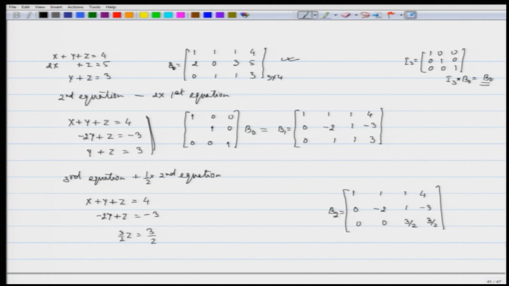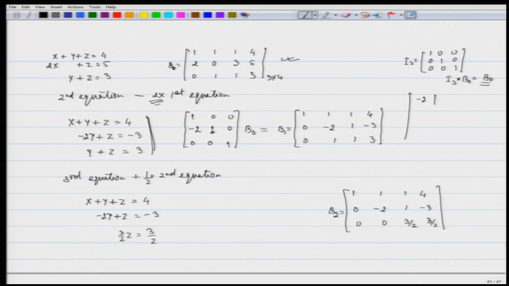What we are doing is second equation minus 2 times the first equation. So I already have the second equation with me. I want to subtract 2 times the first equation, so I write minus 2 here. I would like you to check that this times B0 will give me B1. So just multiply here.